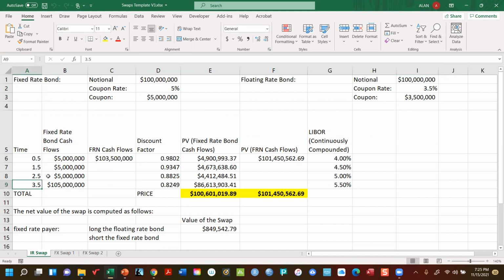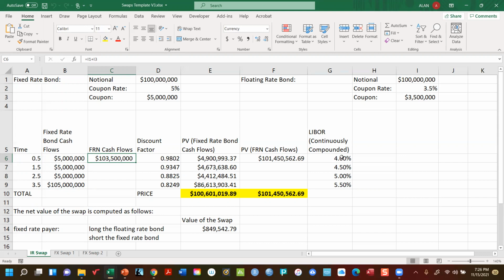So these are the times, these are the cash flows. Now, this is the fixed rate bond. There'll be coupons of 5 million. And in the last period, we also get our $100 million back. The floating rate note, we're assuming, because this is 6 months from now is a reset date, that we can treat it as a bond that has just matured with a face value of 100 million and a coupon of 3.5 million.